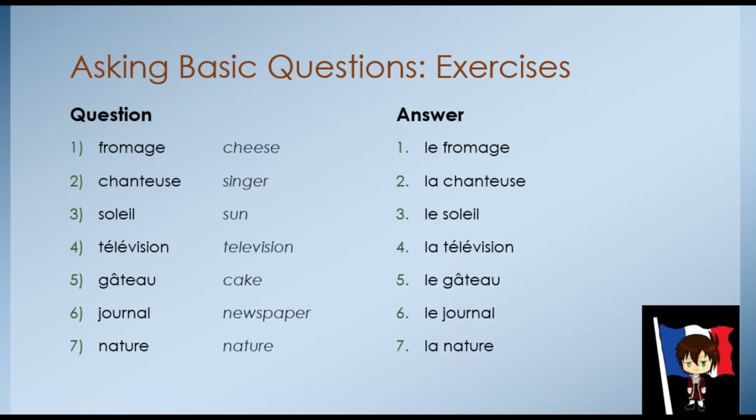Okay, so reveal ko na yung answers. So the soleil or sun, that's le soleil. So that's masculine. Television is feminine, kasi nagtatapos siya sa S-I-O-N. Next one, we have gâteau or cake. That will be masculine. Next, journal. Natapos siya sa A-L. That is masculine. And last one is nature. It is feminine. So we're going to use la.